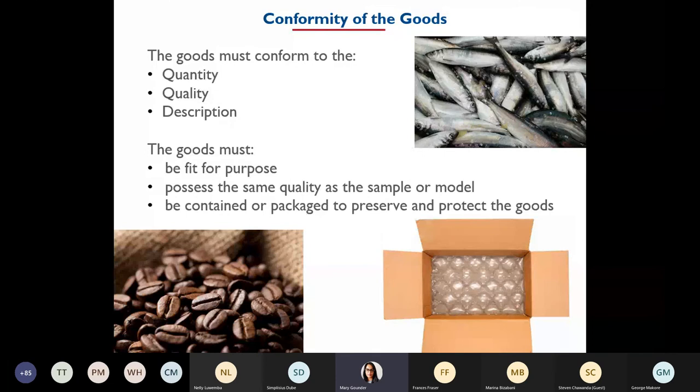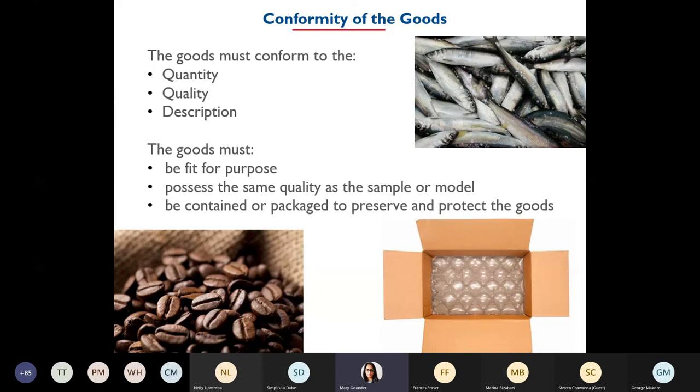Okay, so the goods must be fit for purpose. If you are selling fish, normally you would transport fish frozen, and you will need a refrigerated truck, or even if it's by air freight, it has to be in a refrigerated container to make sure that it doesn't spoil on the way, because I'm not purchasing spoiled fish. I want fish as fresh as possible. So the sooner you get the fresh fish frozen, the fresher it will be when it gets to me.